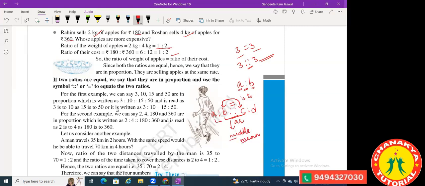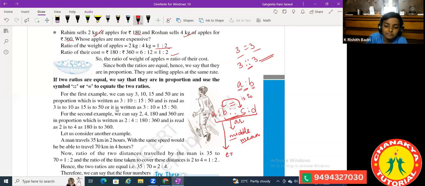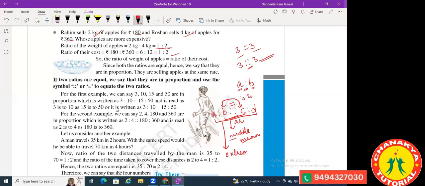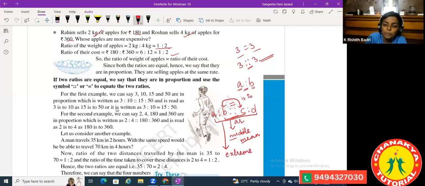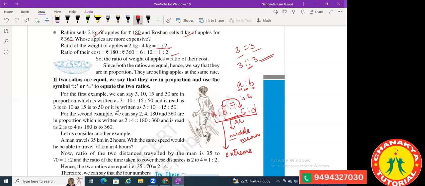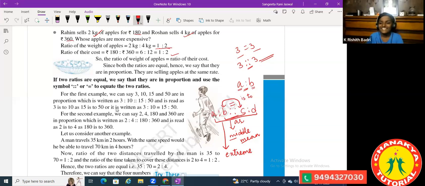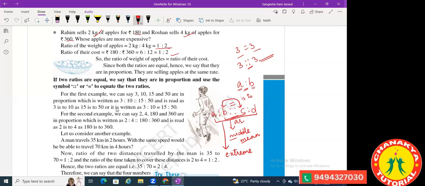And these two terms, A and D, are they called means? What? The first two are called mean, then the second two are called bean. Bean? No, ma'am, Mr. Bean. Okay. Rishit is becoming funny now, huh? Cracking jokes.